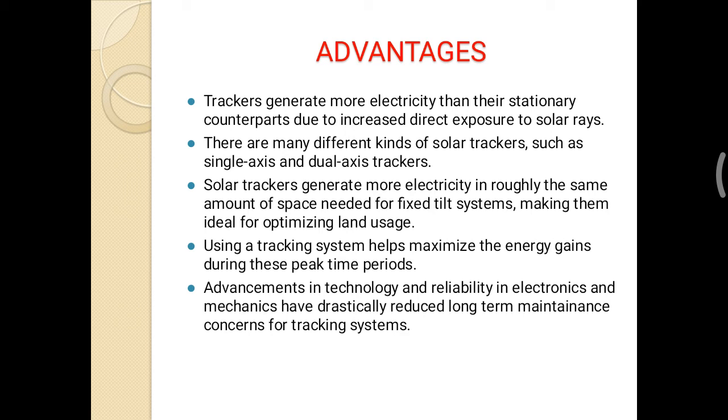to the sun rays. There are many different kinds of solar trackers, such as single axis and dual axis trackers. Solar trackers generate more electricity in roughly the same amount of space needed for fixed tilt systems, making them ideal for optimizing land usage. Using a tracking system helps maximize the energy gains during peak time periods. Advancements in technology and reliability in electronics and mechanics have drastically reduced the long-term maintenance concerns for tracking systems.